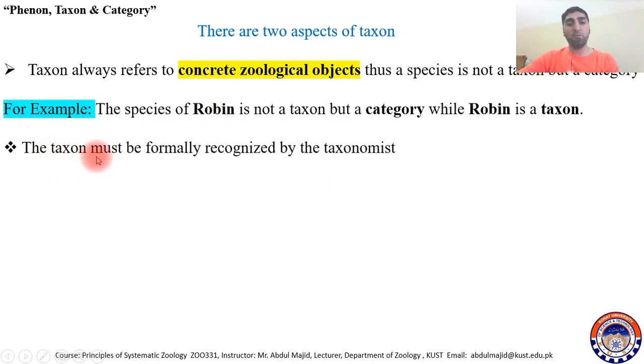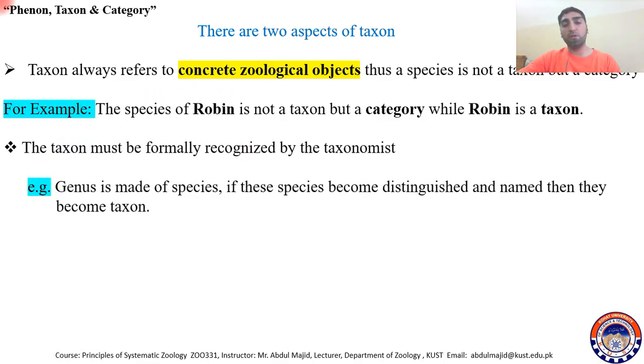So the taxon must be formally recognized by the taxonomist. So keep in mind, it is very important that a taxon must be formally recognized by taxonomists properly. Unrecognized categories or objects are not taxon. For example, genus is made of species. So many species combine and make a genus, and many genera combine to make a family, and many families combine to make an order, and so on and so on.